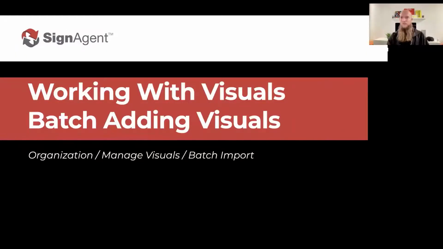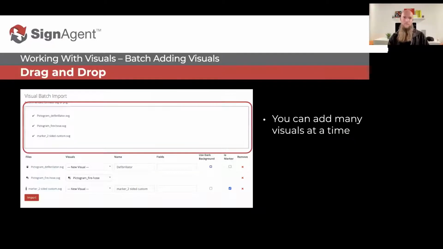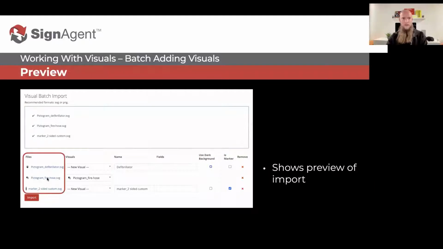And then there's the option of batch importing. So again, it is organization, manage visuals, and then batch import. And this is what that looks like. I would drag and drop the SVG visuals that I'd want to add to it. Then it processes them and puts them down in here. And then in here, I have my preview. It shows what the file looks like as an import.